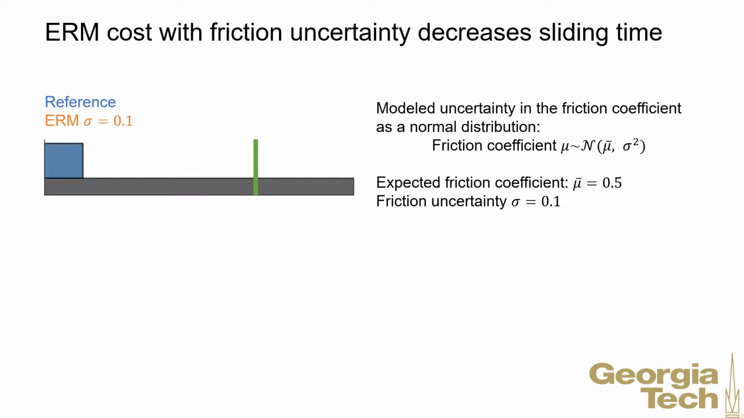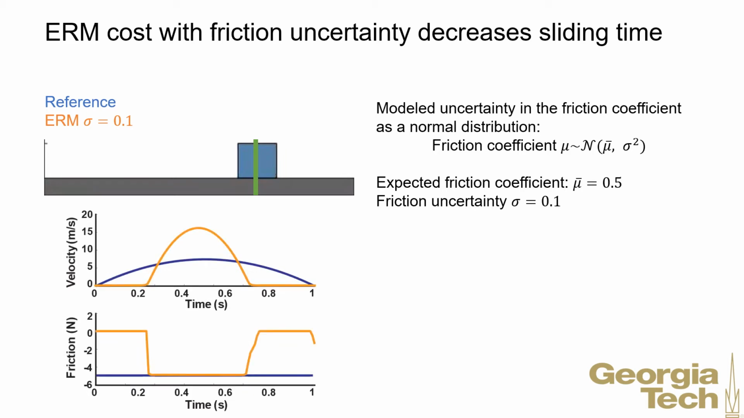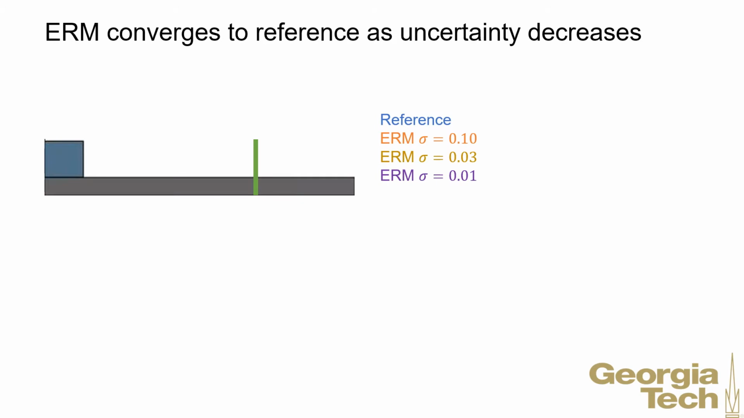Comparing the ERM and non-ERM trajectories, we found that the ERM cost increases the sliding velocity and reduces the sliding time, but maintains the same friction force during sliding as the reference optimization, which used the expected value of the friction coefficient. By varying the uncertainty, we found that the trajectories produced by the ERM cost converge to the reference trajectory as the friction coefficient becomes more certain.